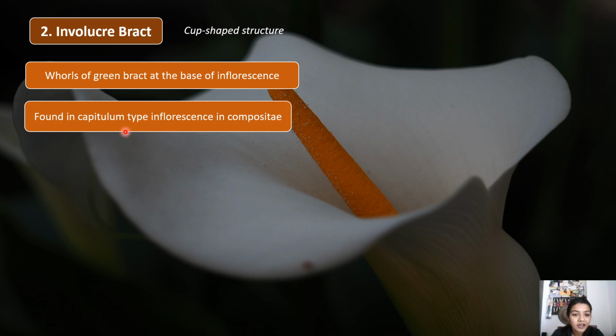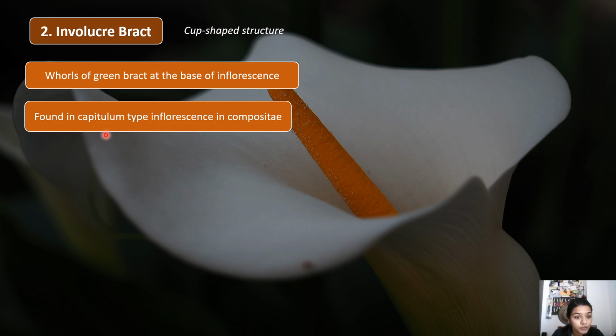Now see, again I am telling that you will every time encounter the word inflorescence, because involucre type of bract is seen more in capitulum type of inflorescence, right? So if you remember, capitulum was a type of inflorescence in which ray florets and disc florets are present. Two different types of flowers are present, right?